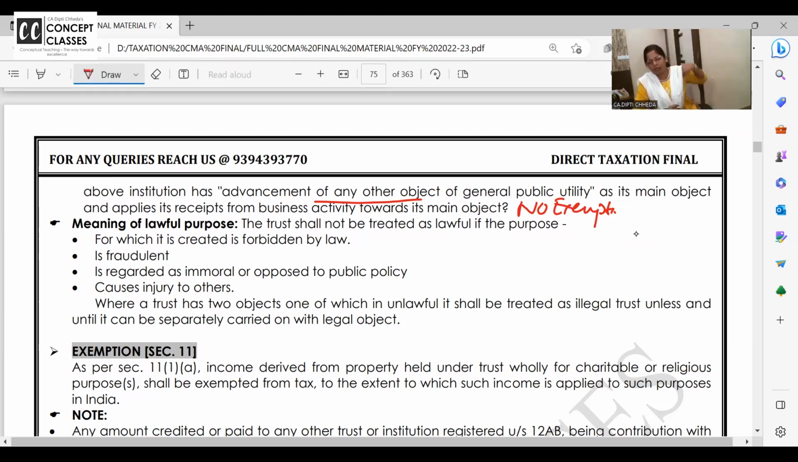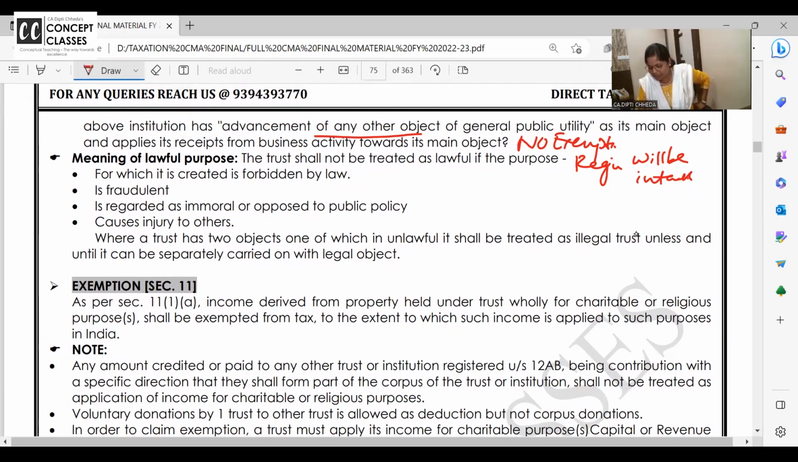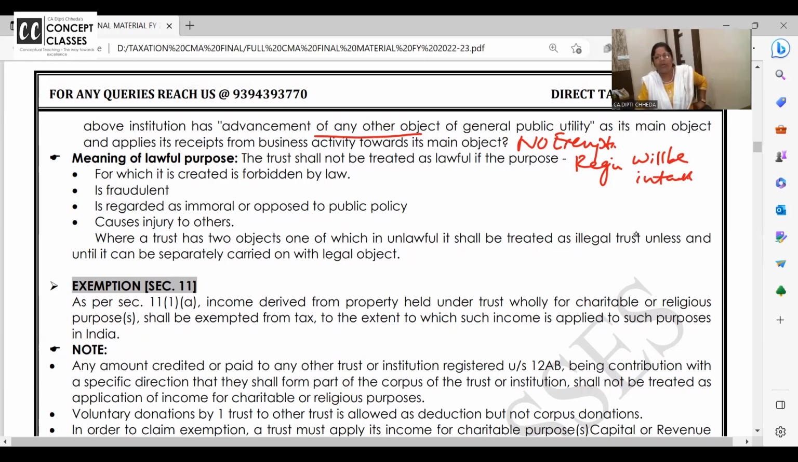Because gross receipts, more than 20% is business income. So no exemption. Registration will be intact. Registration will not be cancelled, but exemption nahi milega. Now you all got it.